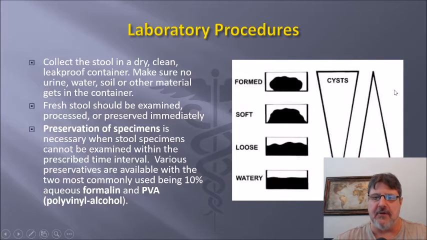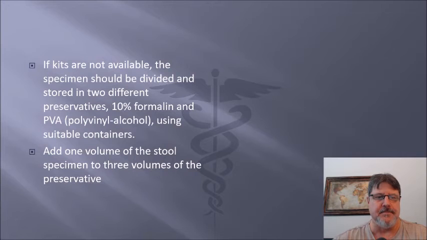On this little diagram here near my head, you can see that the more formed a stool is, the less likely you are to see a troph, while the more watery the stool is, the more likely you can find a troph stage of a protozoa. Now, if kits are not available, the specimen should be divided and stored in 2 different preservatives: 10% formalin and PVA. You can add 1 volume of the stool to 3 volumes of the preservative.